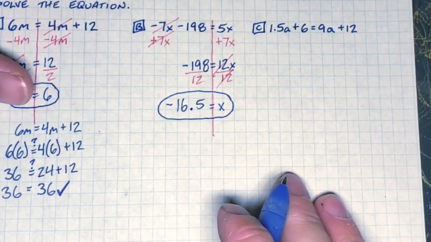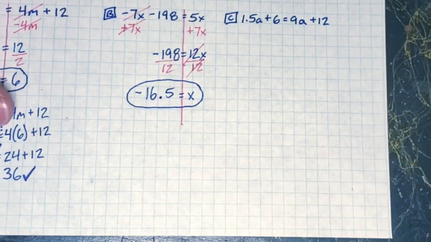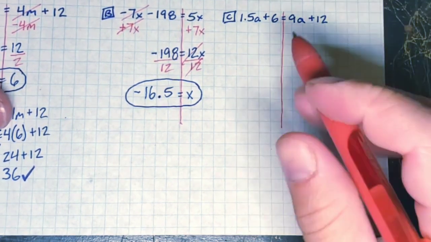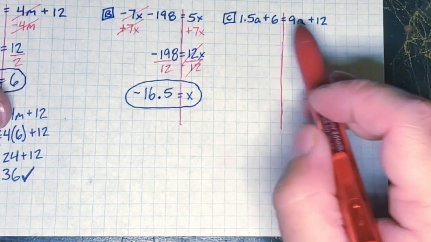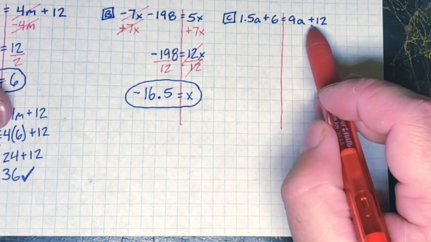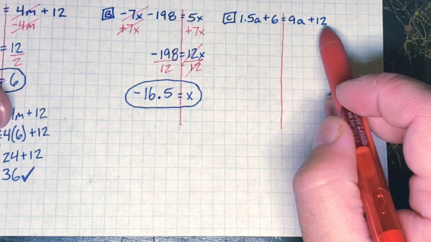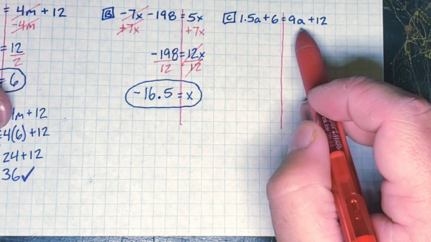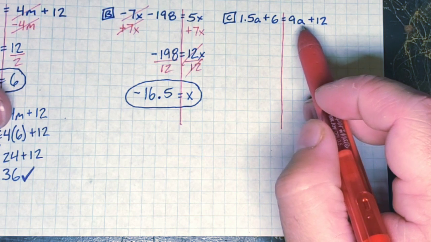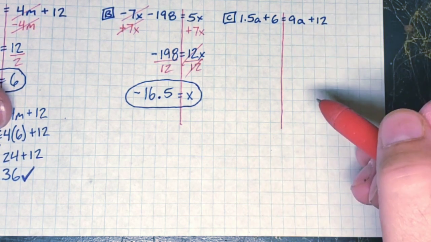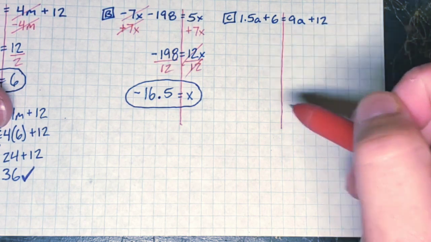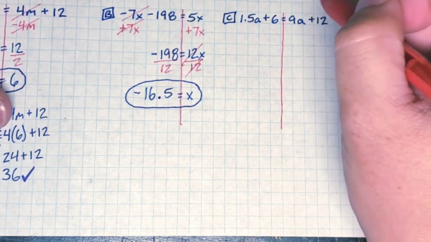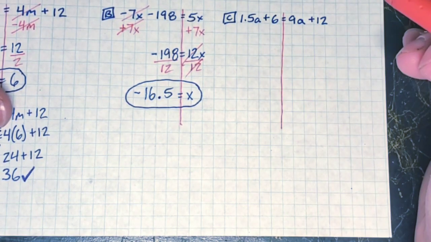All right, let's do one more. This one's a little bit different in that there are constant terms, the plus 6 and the plus 12 on both sides, and there are variable terms, the 1.5a and the 9a on both sides. Okay, so we're going to push the variable one way, and we're going to push the constants the other way. All right, we want to wind up with the constants on one side and the variables on the other.